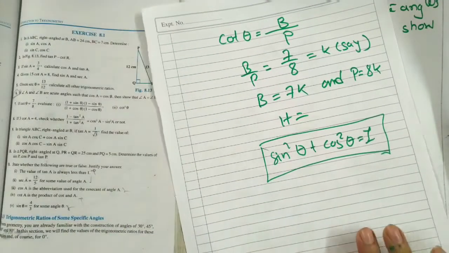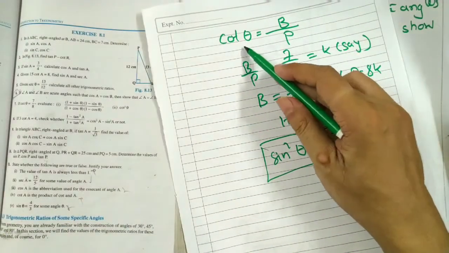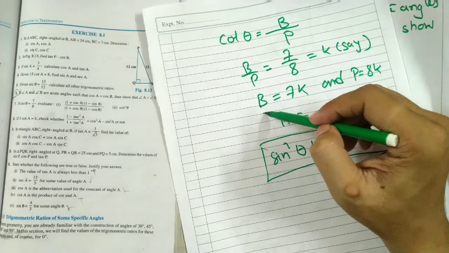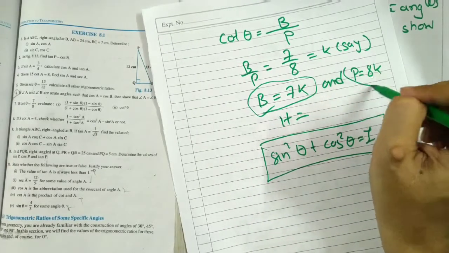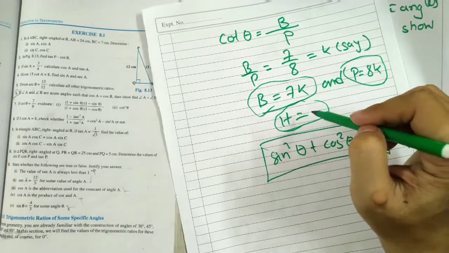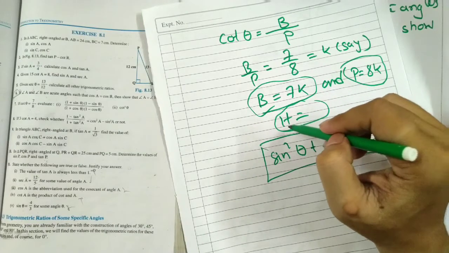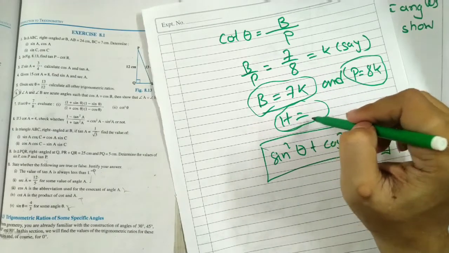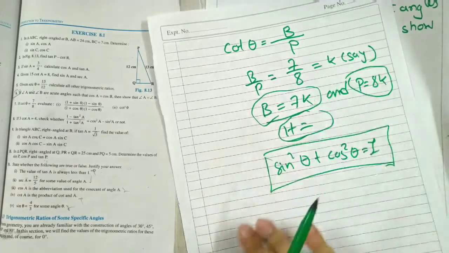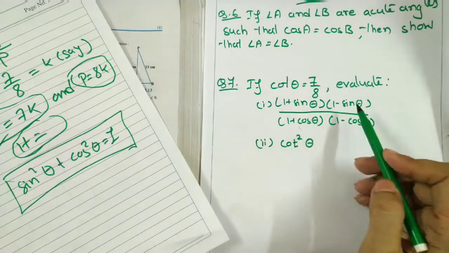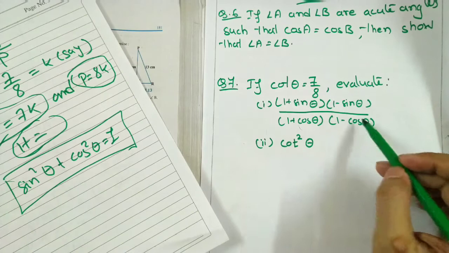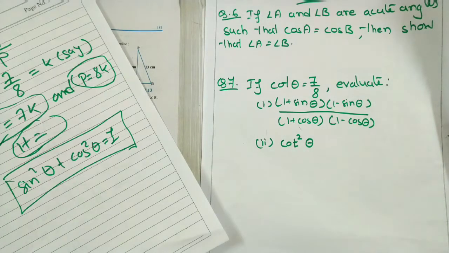Okay, so the first method I have already told you. The method is, here cot theta value is given, means first we can take out the value of base and perpendicular. After that by Pythagoras theorem, we can find out the value of hypotenuse. After getting the value of hypotenuse, we can find out the value of sine theta and cos theta, and we can put them here and we can get our answer. This is the one method.